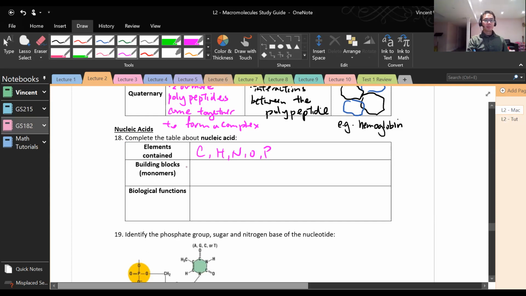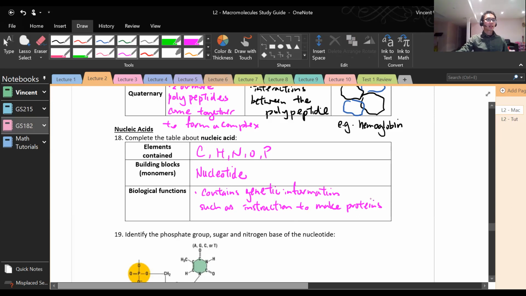Building blocks. The building block is the nucleotide. Okay. So the function of the nucleic acid is that it contains genetic information, such as instructions to make proteins.